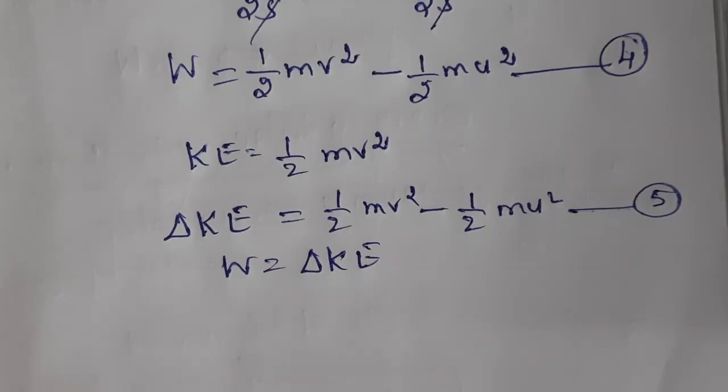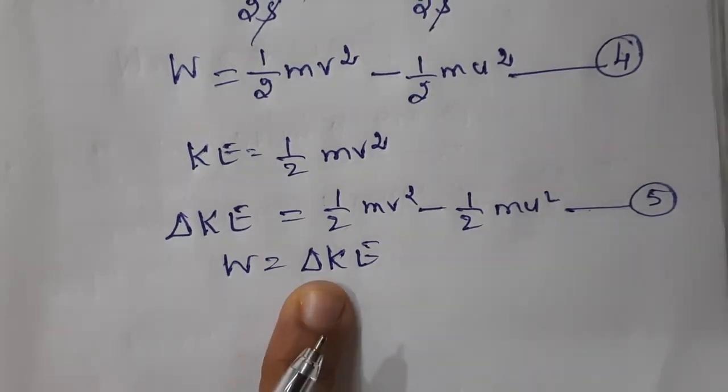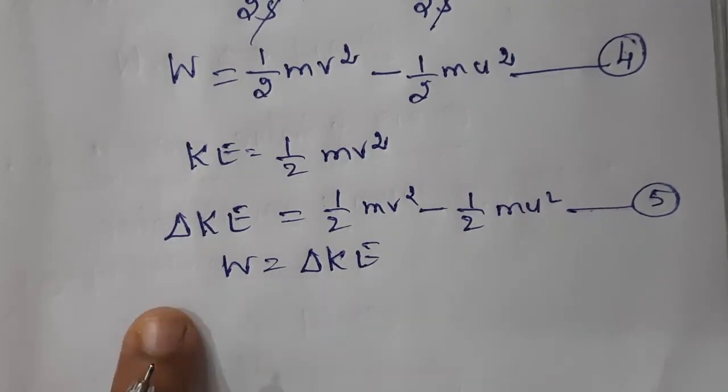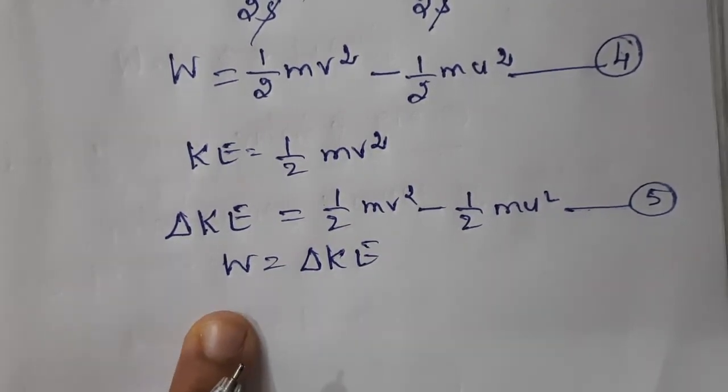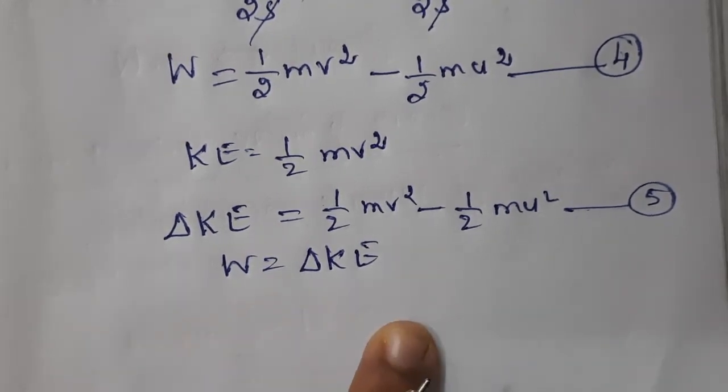Hence the theorem is proved. What is that? The right hand side of the equation is the change in kinetic energy. The left hand side is work done. So what does the theorem state? The work done by the force on the body changes the kinetic energy of the body. This is called the work-kinetic energy theorem.